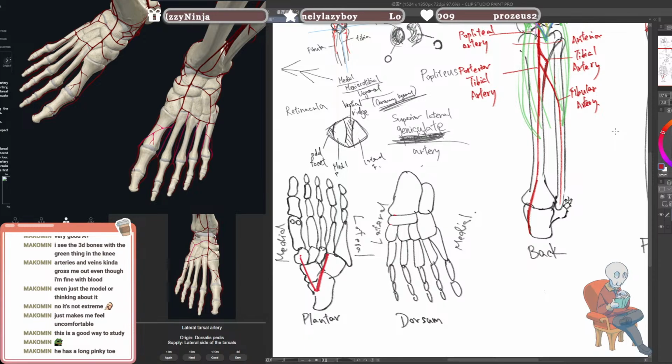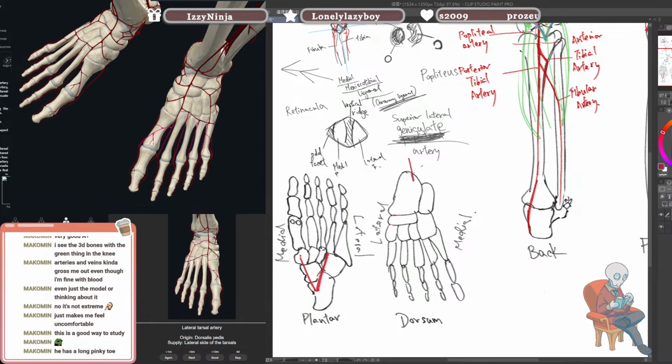Yes, a long pinky toe. That's right. Sorry. I'll just shorten the pinky there. There you go, satisfied. Oh gosh. Oh god. Ouch. This is going to be very painful. There you go. Big toe. Biggest toe on earth.